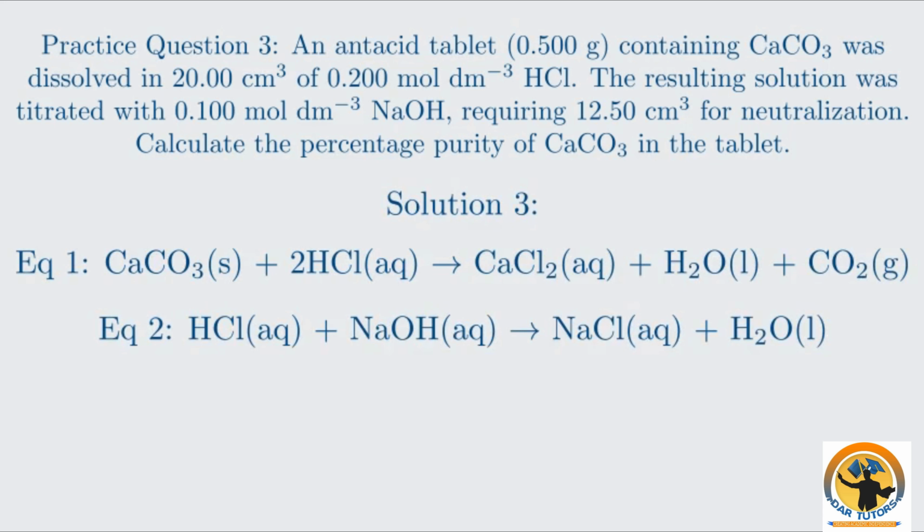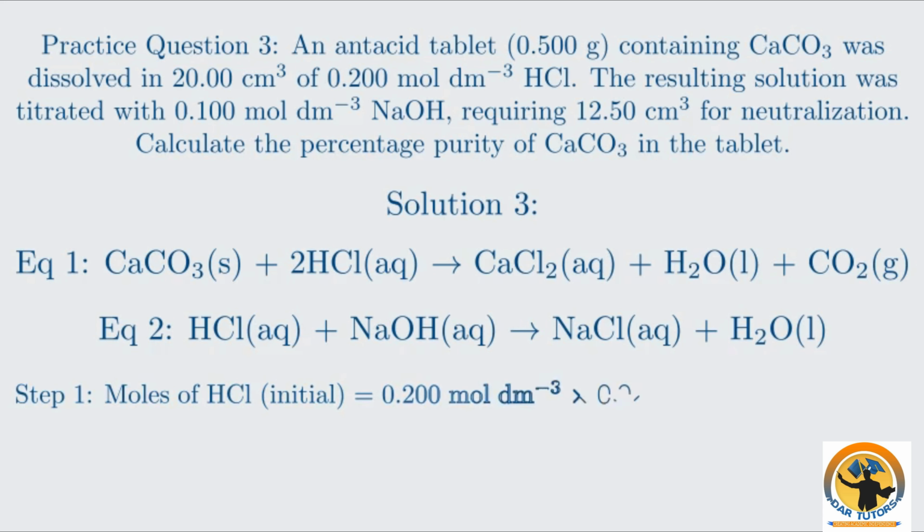First, we find the initial moles of HCl. Moles equals concentration times volume. 200 times 0.200 is 0.0400 moles of HCl added. Next, we find the moles of excess HCl from the titration data.